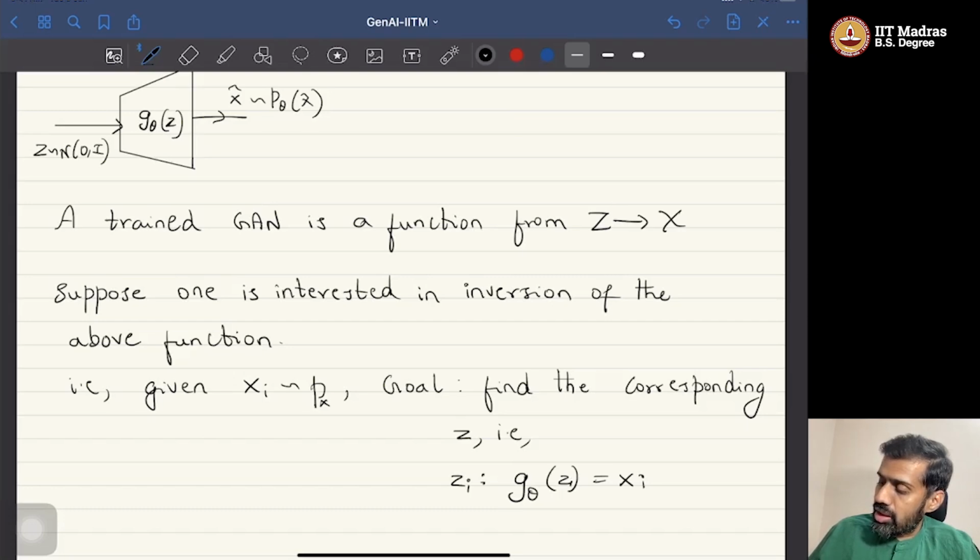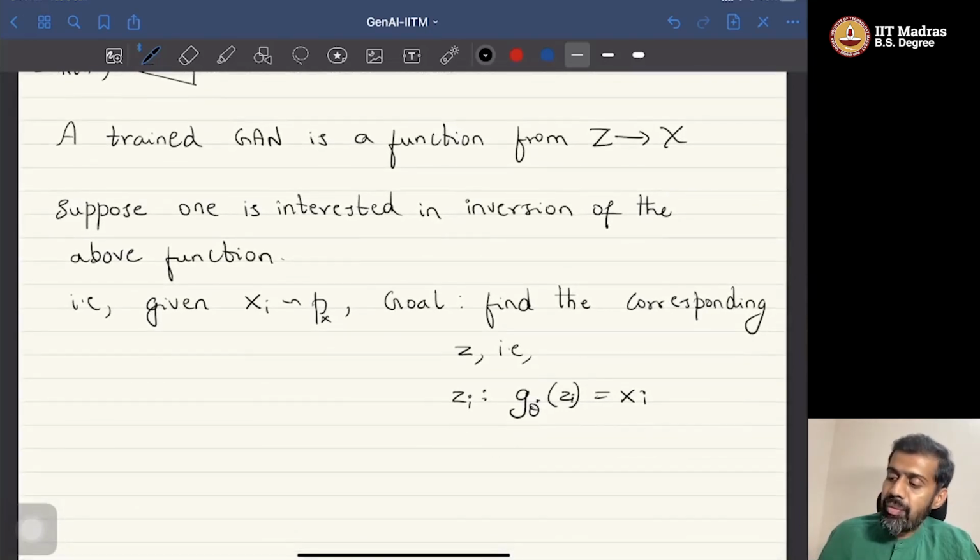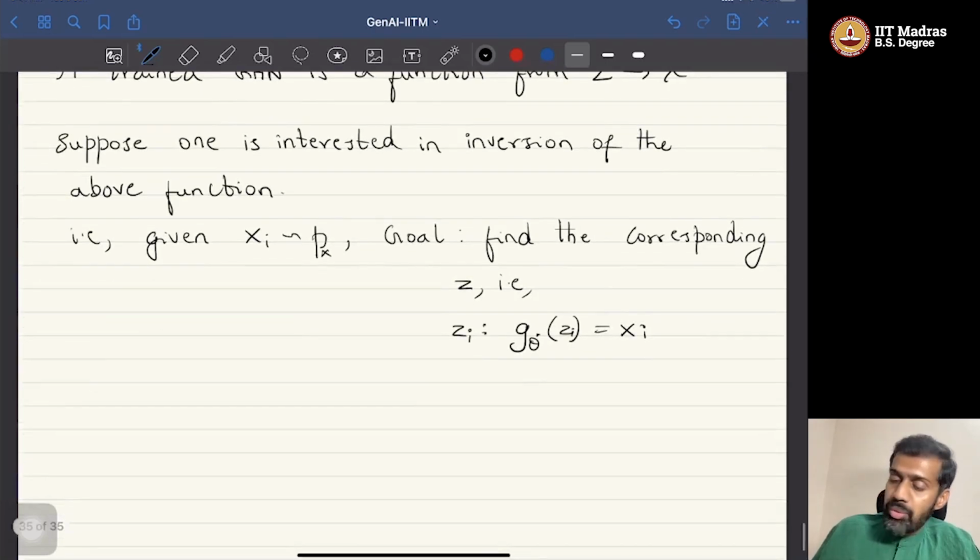We want to find a particular zi such that when that particular zi is passed through the trained generator, let us indicate the trained generator by g theta star, because the training has been done and we have a fixed theta star. Now suppose you are given a data point xi, the goal is to find the corresponding z, that z which would have generated this particular data point xi. This problem is known as the problem of inversion, where we are not interested in generating a data point given the input Gaussian vector. Rather, we are interested in finding out which vector from the Gaussian distribution would have generated a given particular data point.